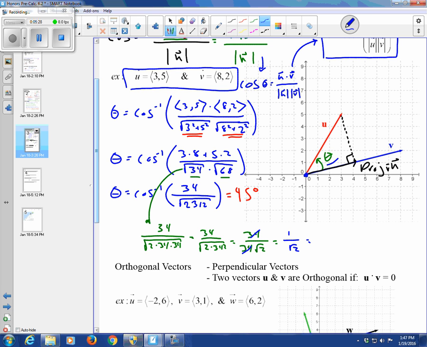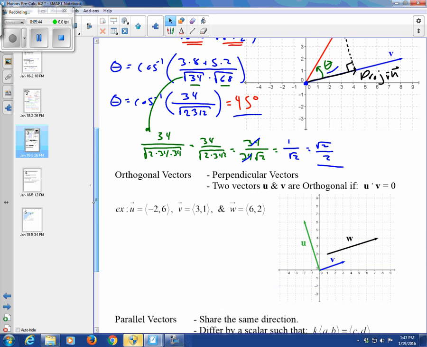And if we were to rationalize the denominator, multiplying by the square root of 2 over the square root of 2, we get the square root of 2 over 2, which is obviously a stop on the unit circle. And so right here, it makes sense that we would evaluate that and get 45 degrees.